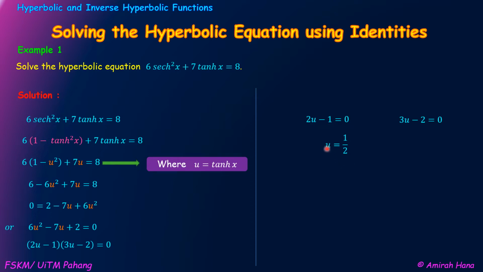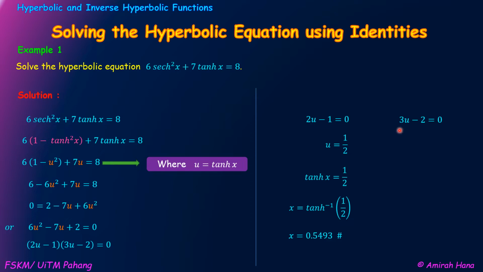And from here, we have u equals tanh x. So we can write tanh x equals half. We replace u with tanh x. Then to find x, we move tanh to the right hand side. So we got inverse tanh of half. Then using a calculator, we have x equals 0.5493 up to 4 decimal places.